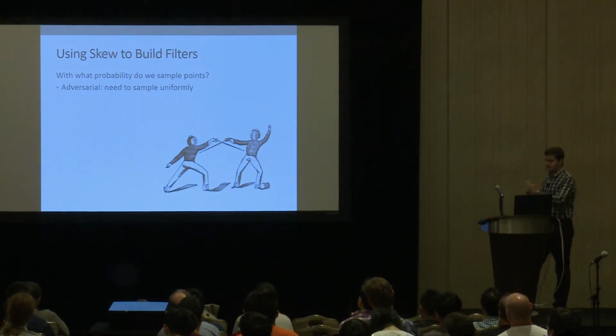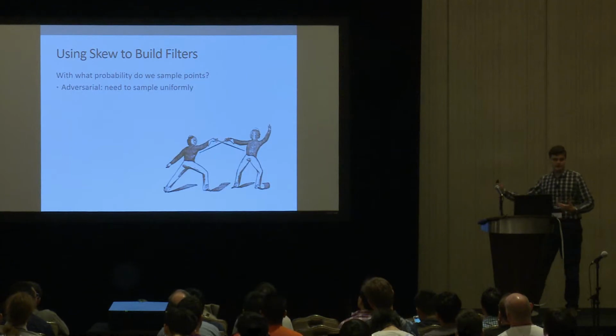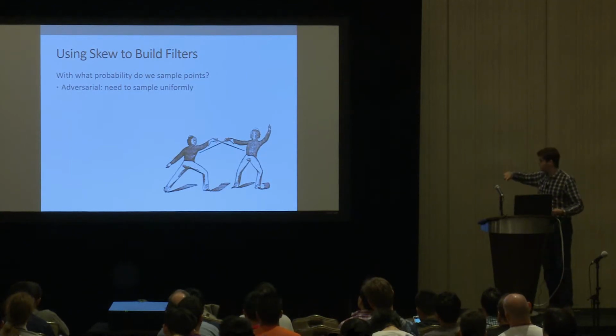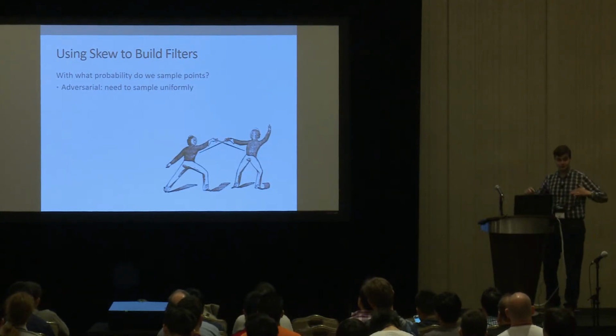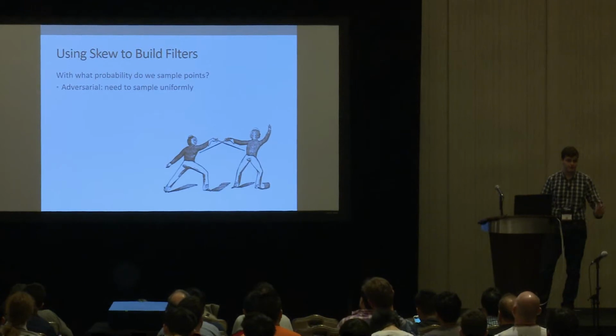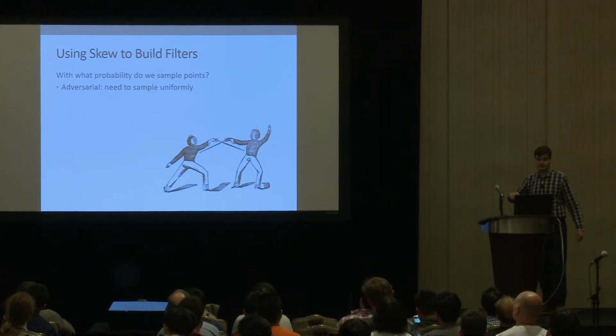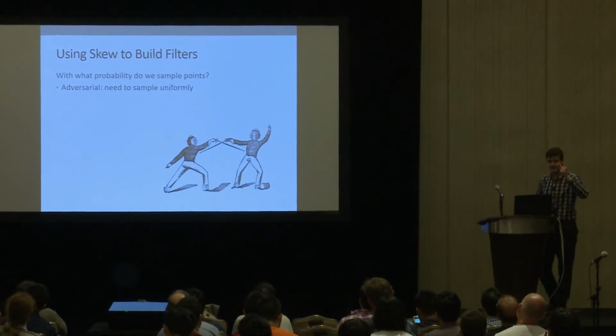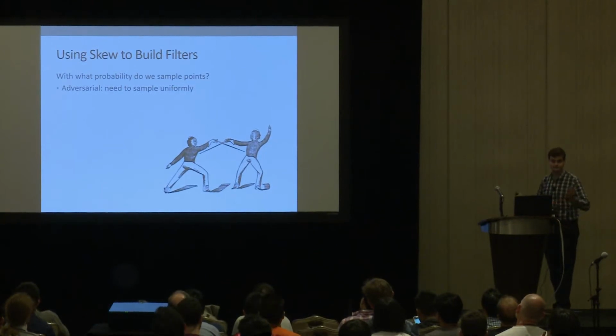So there's two sort of parameters that I was talking about for chosen path. The probability with which you sample points and how far down you go. So let's look at the probability with which you sample points. For adversarial, you have to sample uniformly. You have no choice. If you do one more often than the other, then the adversary will just say, ha, that's where your similar point was.